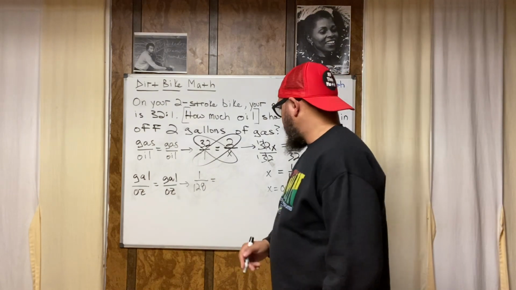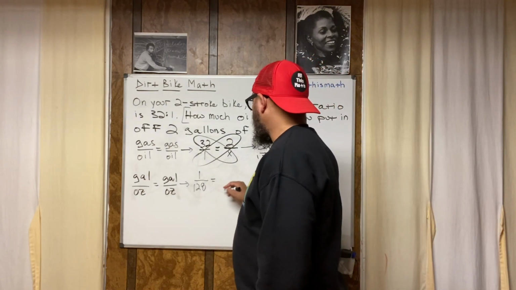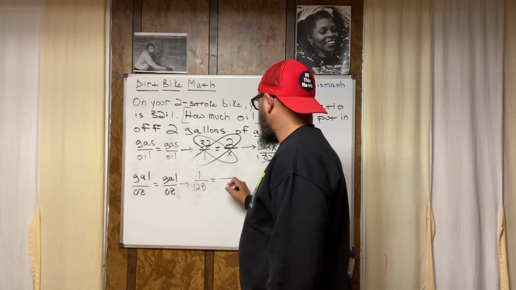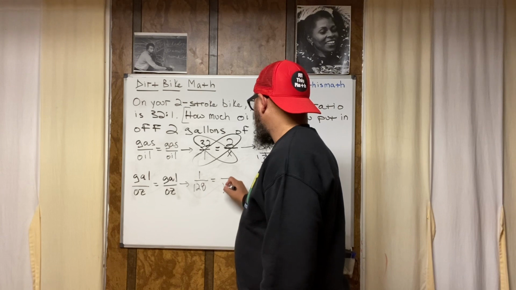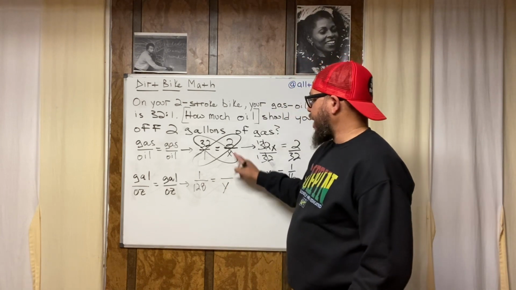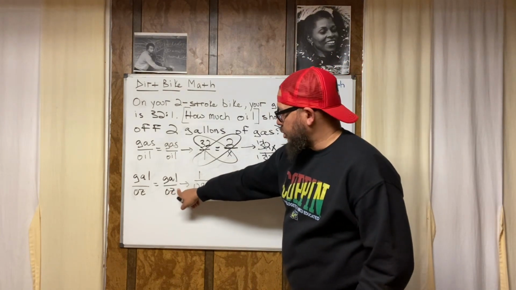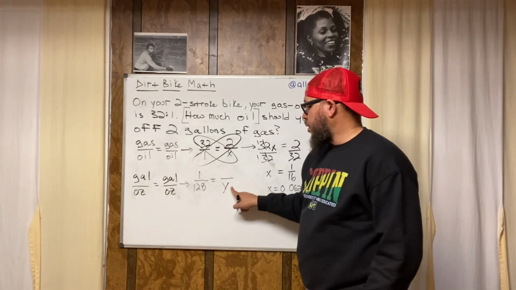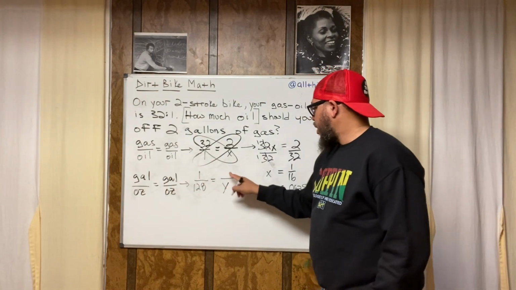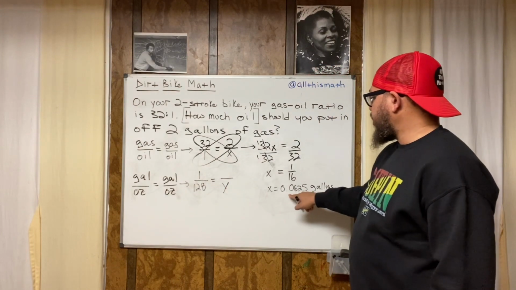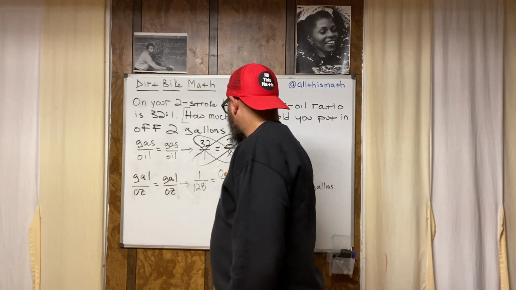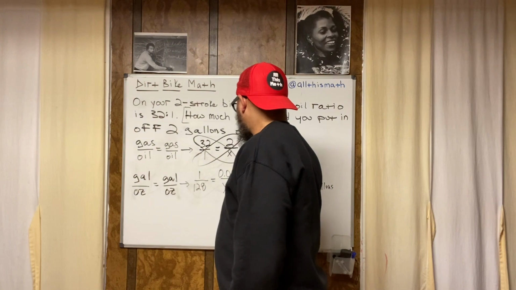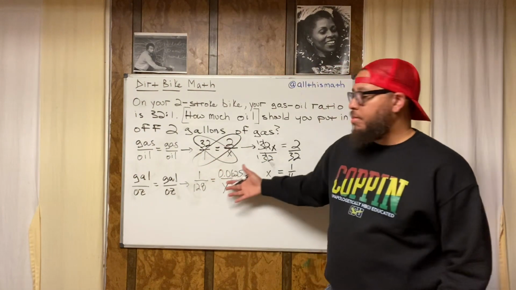Now, what we want to know is how many ounces. Let's use a different variable. Let's use Y, because we already used X. So how many ounces are in this many gallons? We don't know, so we call that Y. Are in this many gallons, 0.0625. All right, so we got another proportion set up.